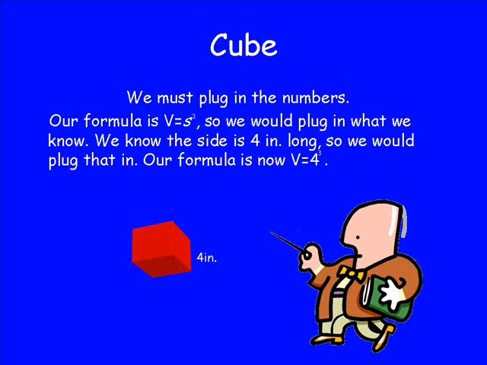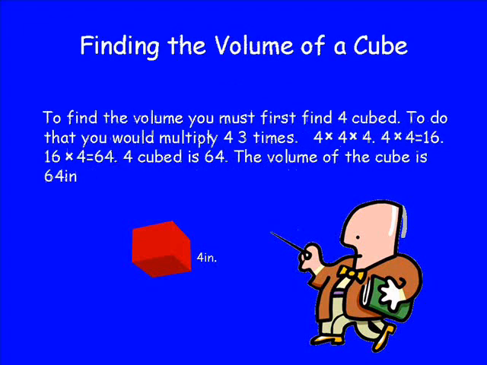So we would plug in what we know. We know the side is 4 inches long, so we would plug that in. Our formula is now V equals 4 cubed. To find the volume, you must first find 4 cubed. To do that, you would multiply 4 3 times. 4 times 4 times 4.